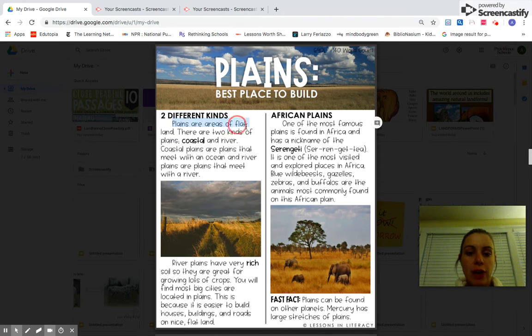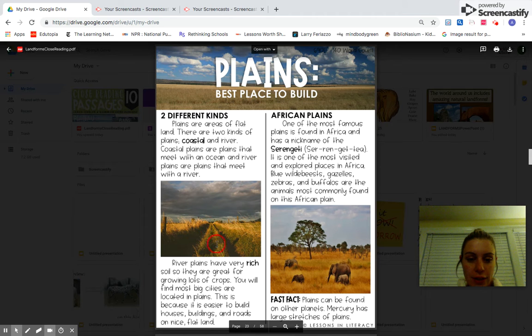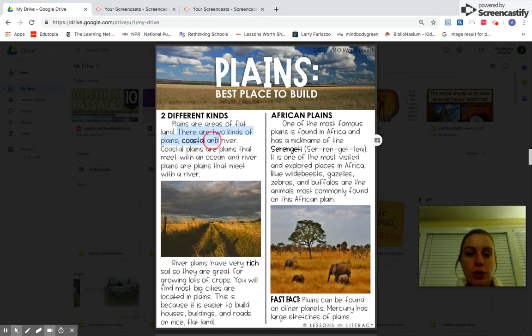Plains are areas of flat land. Remember that word flat means just like this, right? No hills, no mountains. It's flat. Just like this, flat. There are two kinds of plains, coastal and river. Okay, so kind number one is coastal. Kind number two is river.